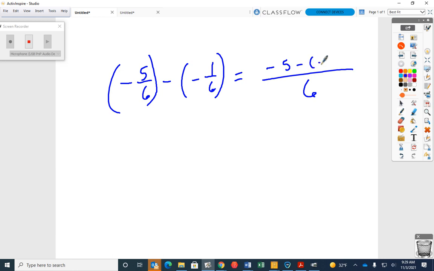-5 minus -1. Is that normal subtraction? No. So what should I do? Over 6. So if you owe me 5 and you pay me 1, you still owe me money? How much do you owe me? $4. And because it's money you owe, it's what? Negative. Very good. So -4/6.